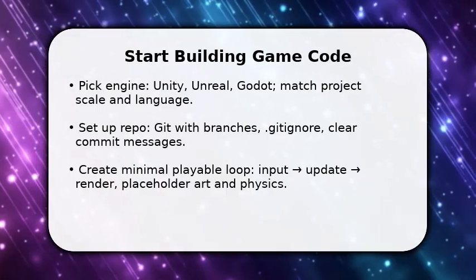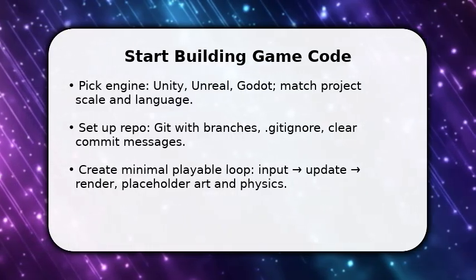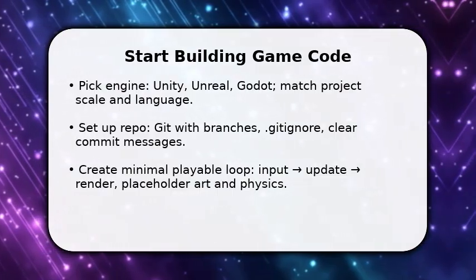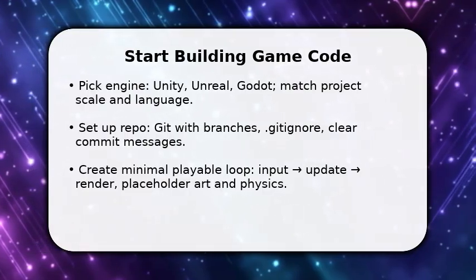You begin by choosing an engine that fits your scope and language comfort. This decision shapes iteration speed and build workflow. Once chosen, initialize a Git repo with branches and a sensible Git ignore so you can experiment safely.